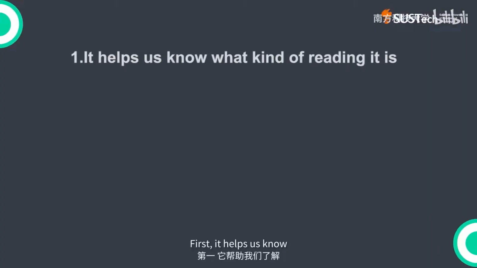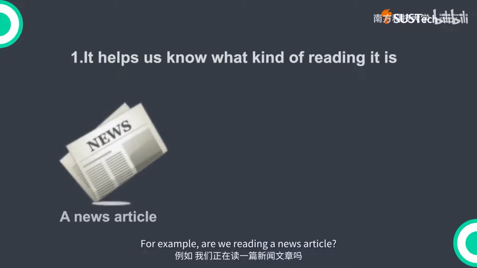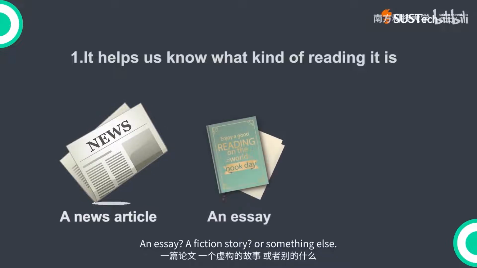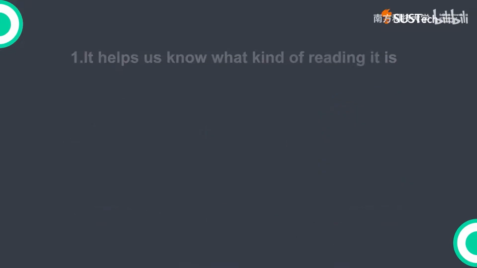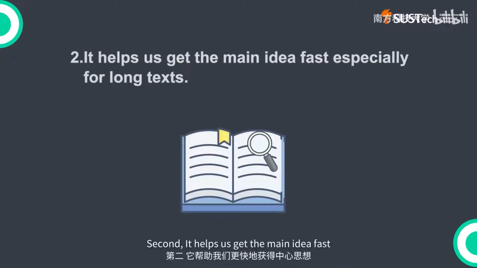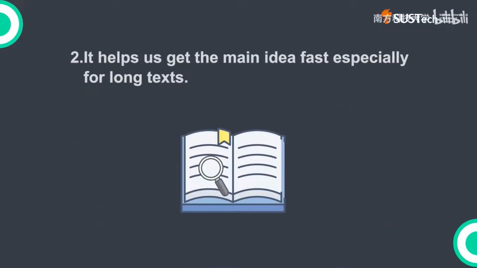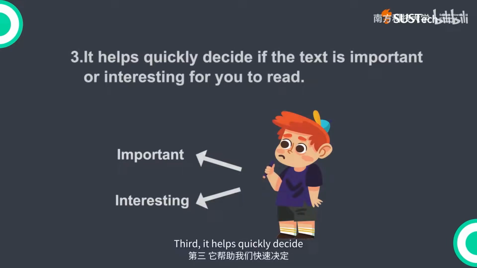First, it helps us know what kind of reading it is. For example, are we reading a news article, an essay, or a fiction story, or something else? Second, it helps us get the main idea fast, especially for long text. Third, it helps us quickly decide if the text is important or interesting for you to read.